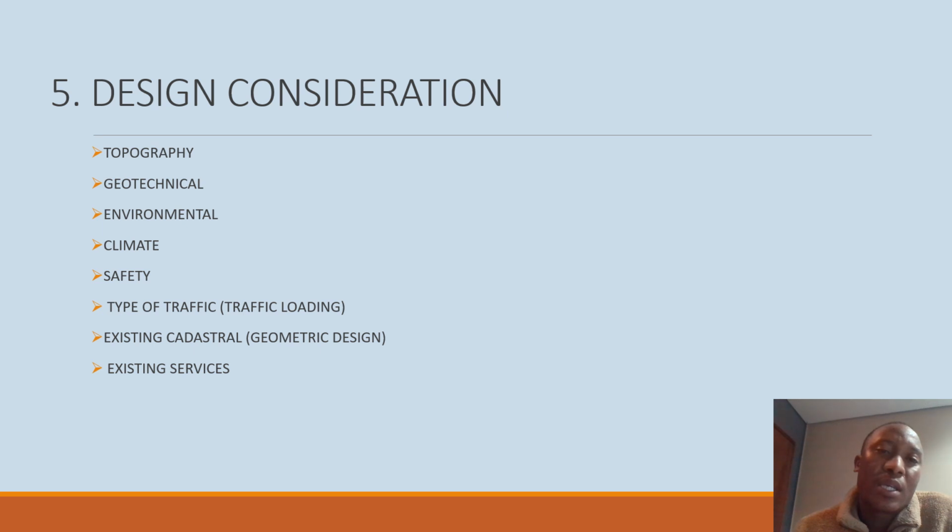project, we had to consider the topography, the geotechnical information, the environmental information, the climate, and the safety of the public and the environment. We also had to look at the types of traffic, that is the traffic loading, and the existing cadastral, which is going to govern our geometric design, and also the existing services around the proposed road.